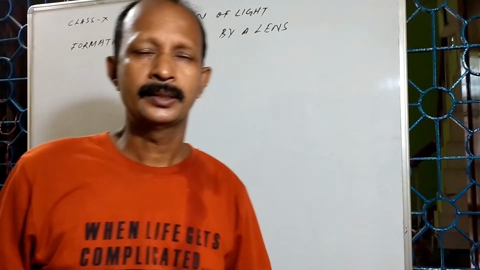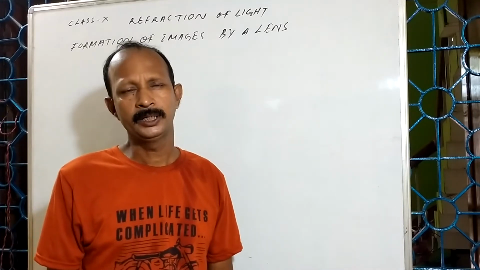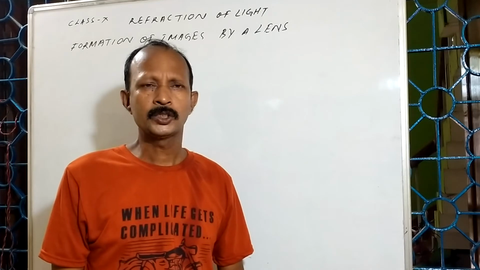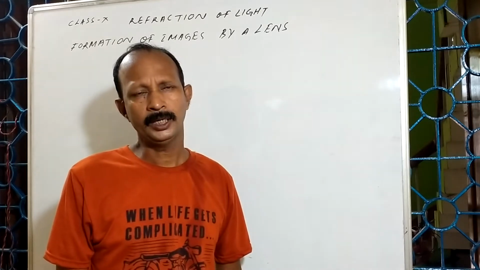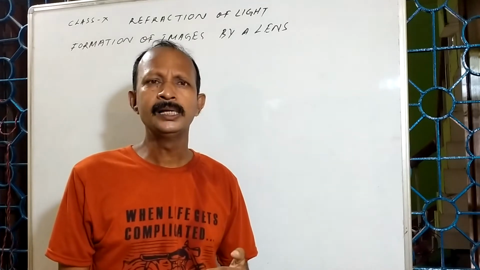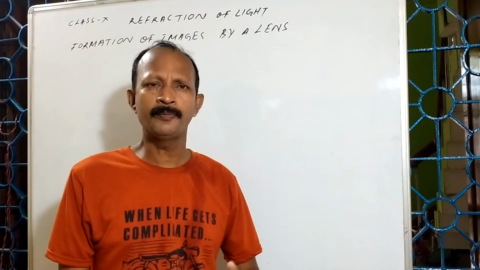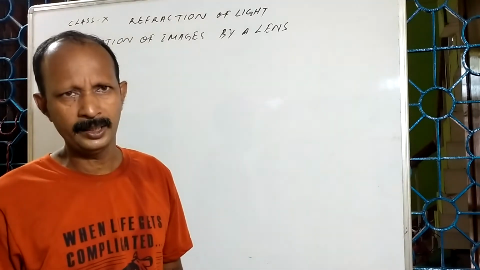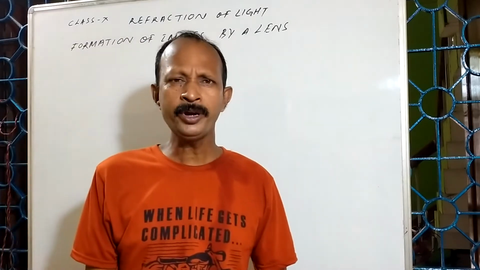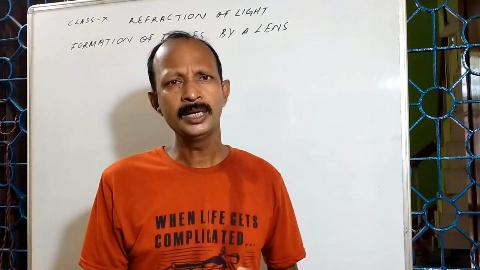Hello friends, this video is just an extension of my previous video. In my previous video, I explained how to draw some important principal rays. That means by the help of a convex lens or concave lens, when light passes, how it behaves after passing, that means after refraction.